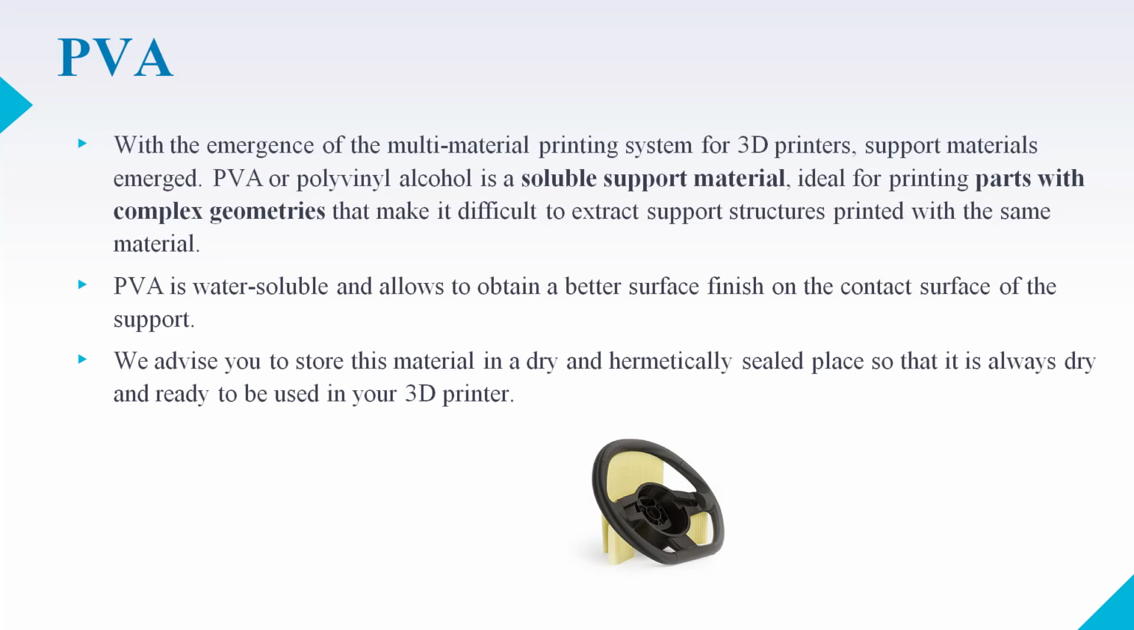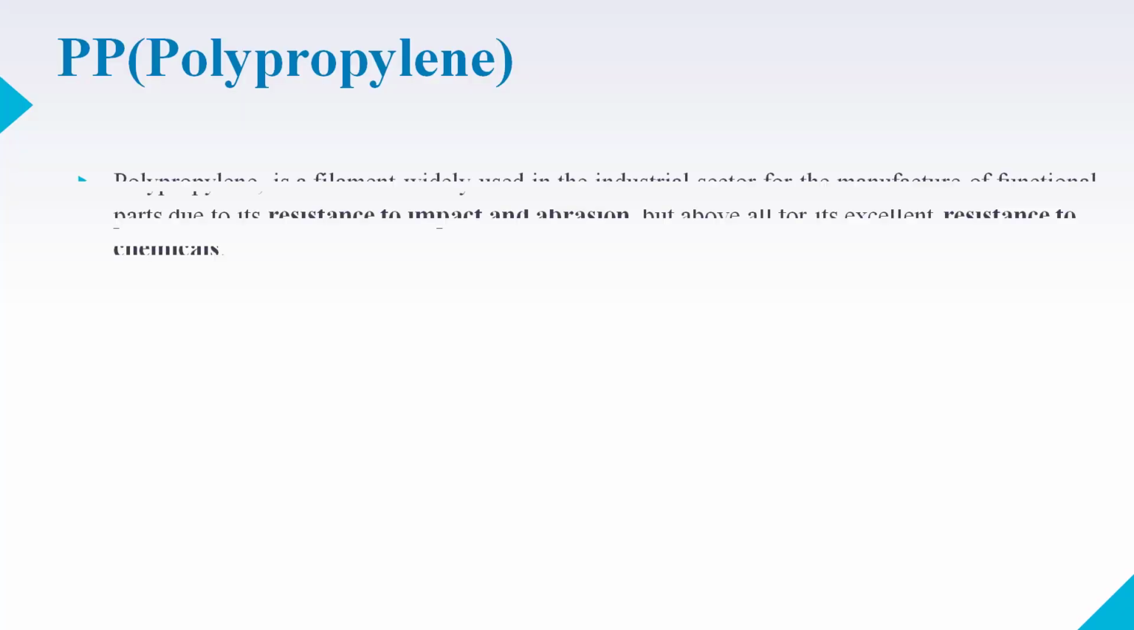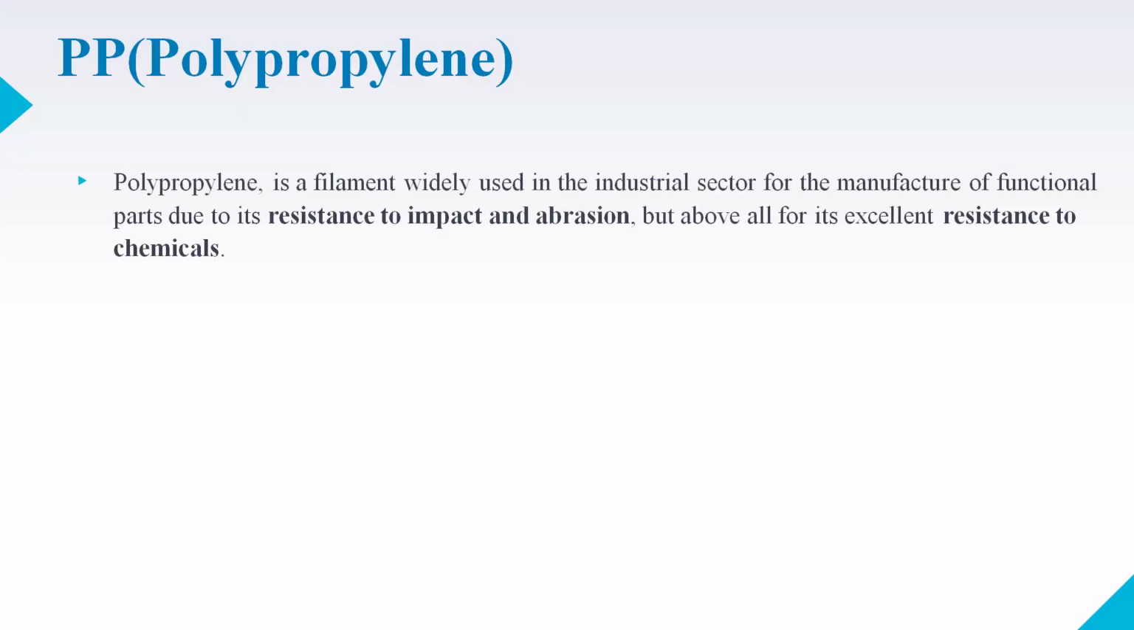This material is water soluble, so it is necessary to place it in sealed areas so there will be no contact of moisture with this material. The next is PP, polypropylene. Polypropylene is a filament widely used in the industrial sector for the manufacturing of functional parts due to its resistance to impact and abrasion, but above all for its excellent resistance to chemicals.